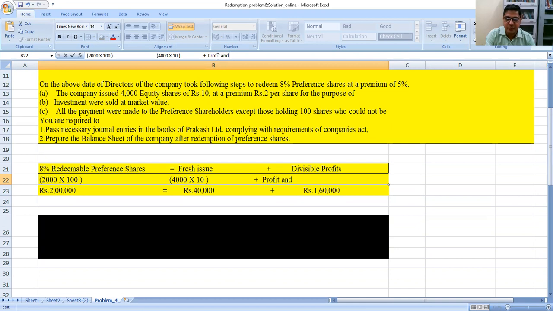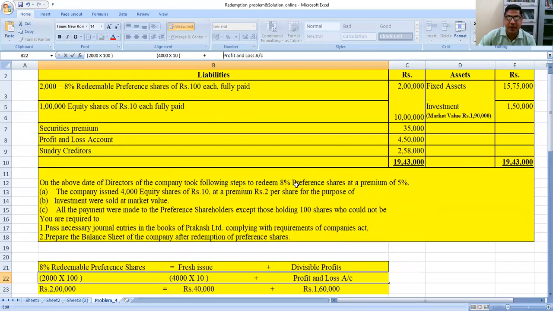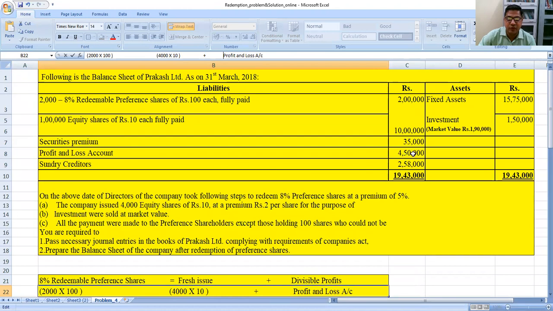Profit and loss account we will use as a divisible profit. Divisible profit म्हणून आपण यूज करू शकतो. सी फ्रेंड्स, रिडम्पशन करण्यासाठी आपल्याला कितीची गरज होती? We required 2 lakhs. ते 2 lakhs कसे आणले? फ्रेश इश्यू केलं. 4,000 इक्विटी शेअर्स ऑफ ₹10 each. 4,000 into 10 40,000 आणले. पण 40,000 is not sufficient. So we will use divisible profit. Divisible profit मध्ये आपल्या बॅलन्स शीट मध्ये प्रॉफिट अँड लॉस अकाउंट बॅलन्स is there 4,50,000.